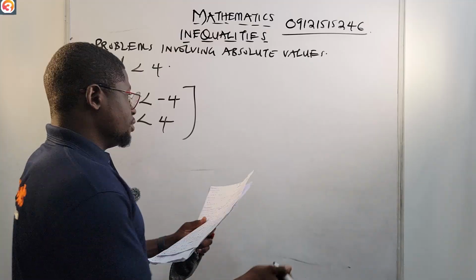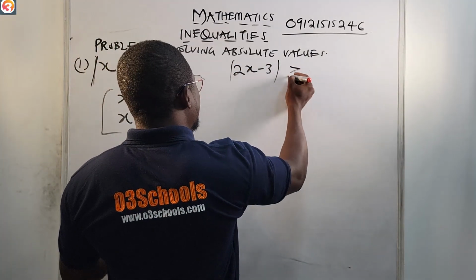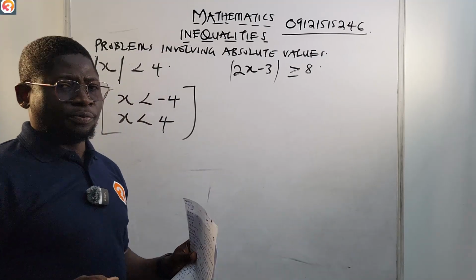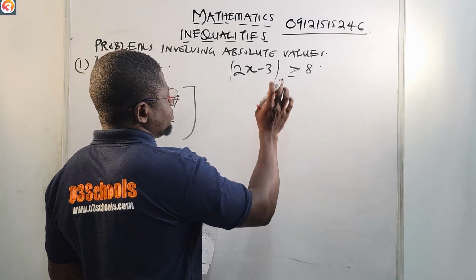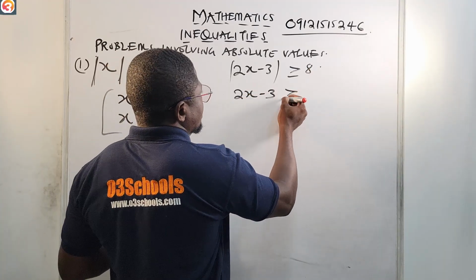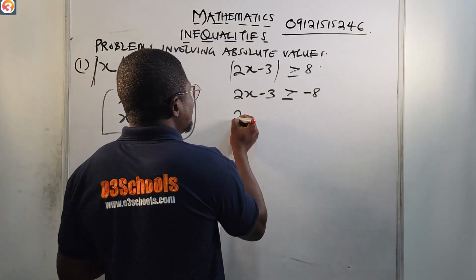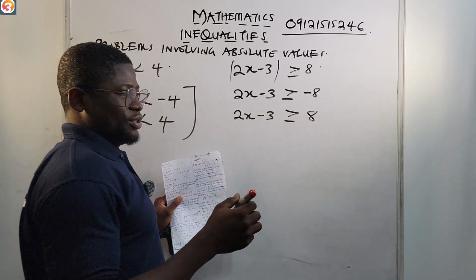Say, for example, we are given 2x minus 3 greater than or equal to 8. So what do we do? Very simple also. We simply write two versions of this inequality: 2x minus 3 less than or equal to minus 8, then 2x minus 3 greater than or equal to plus 8. Then you solve.